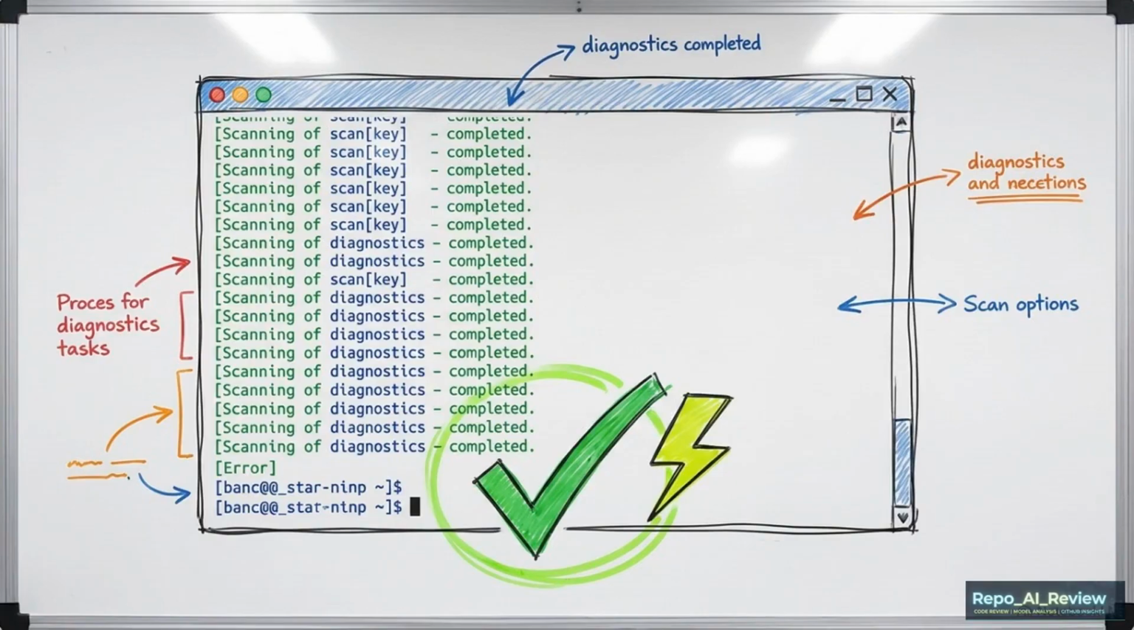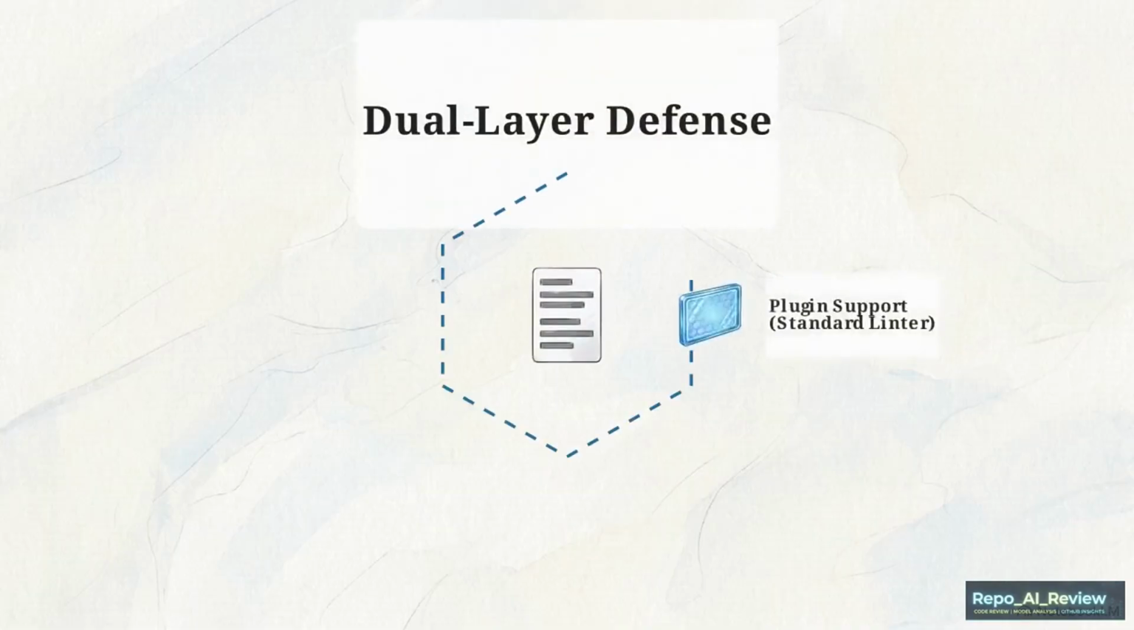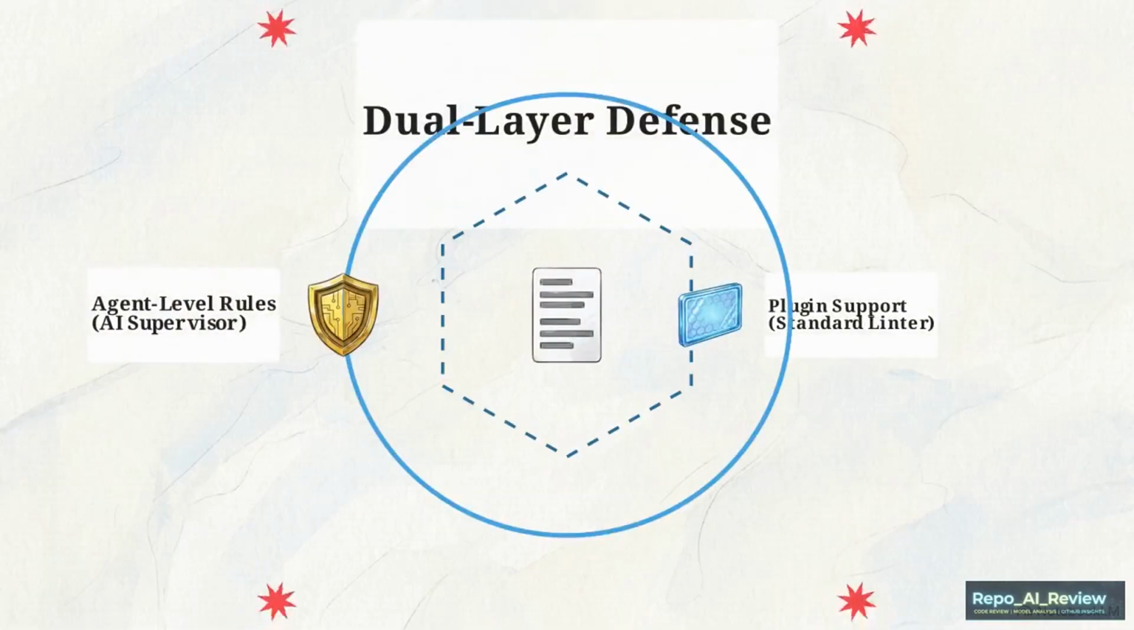It integrates with high-speed engines like Oxlint, allowing you to run these complex React checks across your entire project in milliseconds. Keep in mind that if you already use a complex ESLint setup, you will need to manage parallel configurations to keep your linting consistent. The combination of agent-level rules and plugin support provides a dual-layer defense, serving as both a standard linter and a persistent supervisor for your AI agent.